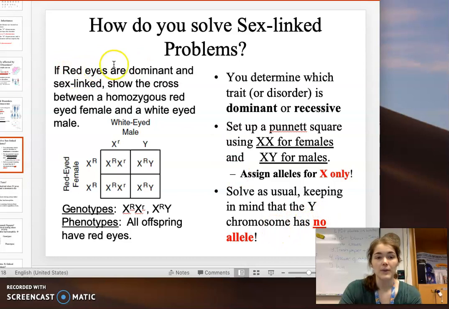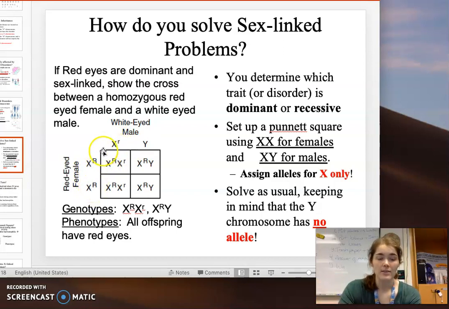This question says, if red eyes are dominant and sex-linked, show the cross between a homozygous, two of the same, red-eyed female and a white-eyed male. He only gets one little r because he only has one X. This is very similar to the blood typing problems, except here the alleles are carried on the X. She's homozygous dominant, two big R's, and he only has one letter, and he's going to show that trait because he only has one X.